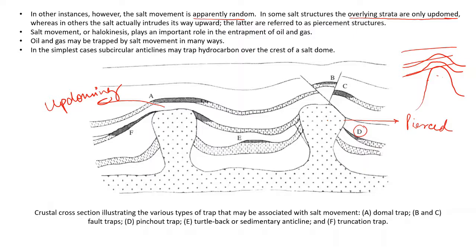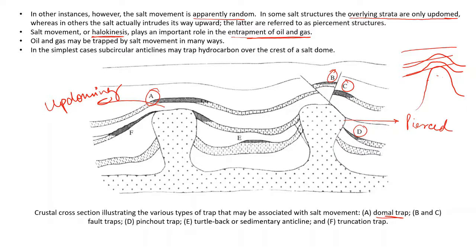Now what happens is the salt movement. What is the salt movement called? It is called halokinesis. It plays an important role in entrapment of oil and gas by this type of movement. So you can see several kinds of traps over here. So this A is the domal trap. B and C are fault traps. You can see just because of this piercing up completely, the strata may get faulted, and due to this fault, the traps are available with unlimited closure.